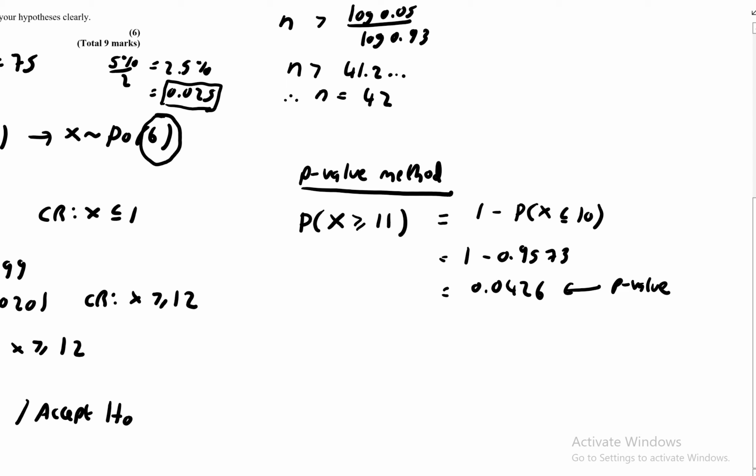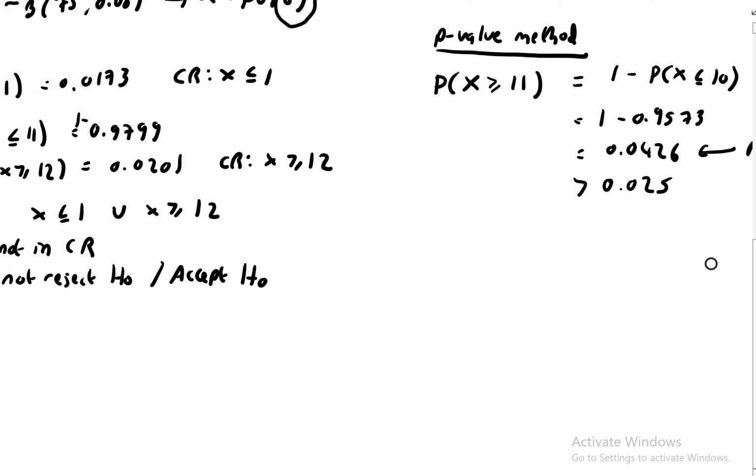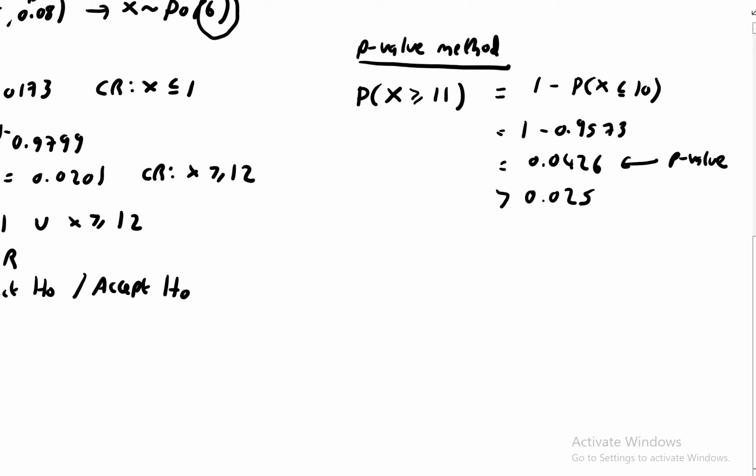If the p-value is less than the significance level, then you reject H0. Remember, this is actually a two-tailed test, so we need to compare it to 0.025. It's actually more than 0.025. So we only reject if the p-value is less than the significance level. This time it's more than, so we do not reject H0 or accept H0. And then we can write down the same conclusion.